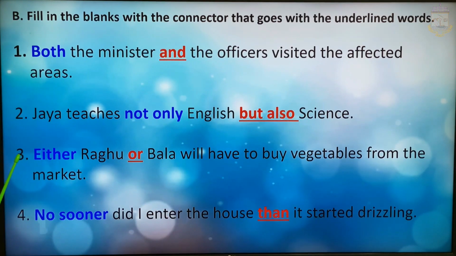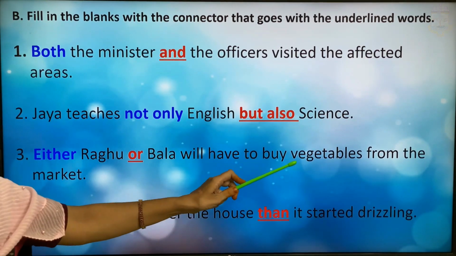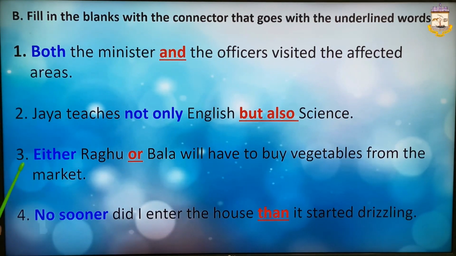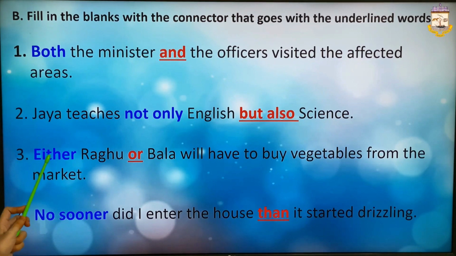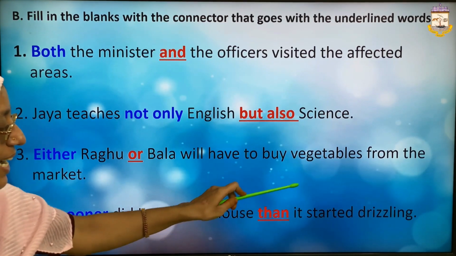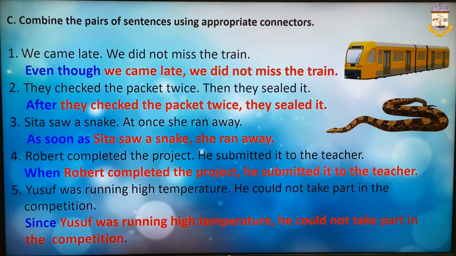Okay? Either Raghu or Bala will have to buy vegetables from the market. Either or, to show a choice. Either or is used when you want to denote a choice. No sooner did I enter the house than it started drizzling. No sooner than. We next move on to the next exercise C.